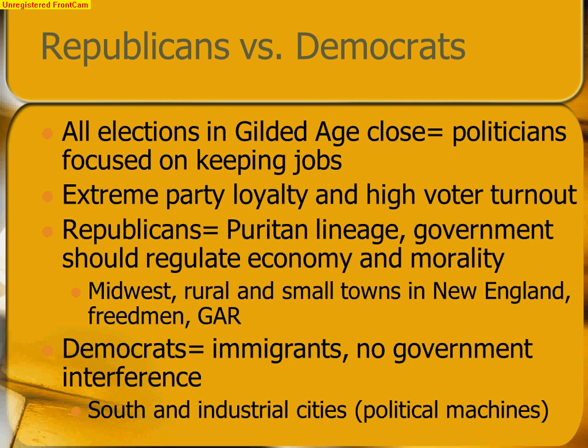On the Republican side, now keep in mind, even though these are the modern-day Republican and Democratic parties, there is a lot of changing that's still going to happen between this time and today. On the Republican side, that old Puritan lineage is still to some degree at work there, and many of them during this time believe that the government should be more involved in regulating the economy. Their constituency base is primarily in the Midwest, rural towns, New England, the freedmen, because remember, African Americans owed their freedom to the Republican Party. This is the party of Lincoln after all.